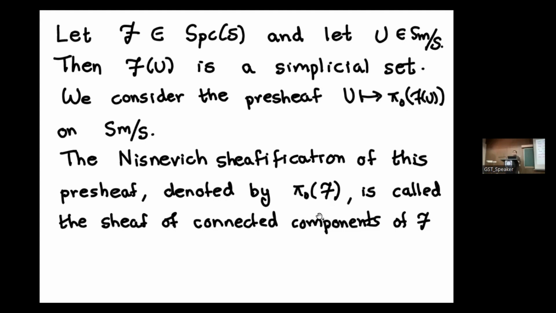So this is actually a sheaf, and you can evaluate it on any u in the category of smooth schemes over S. This is called the sheaf of connected components of f. So far we have not really touched A1 as such. A1 has not come into the picture at all. The only algebraic topology happening is because we are looking at sheaves with values in the category of simplicial sets.